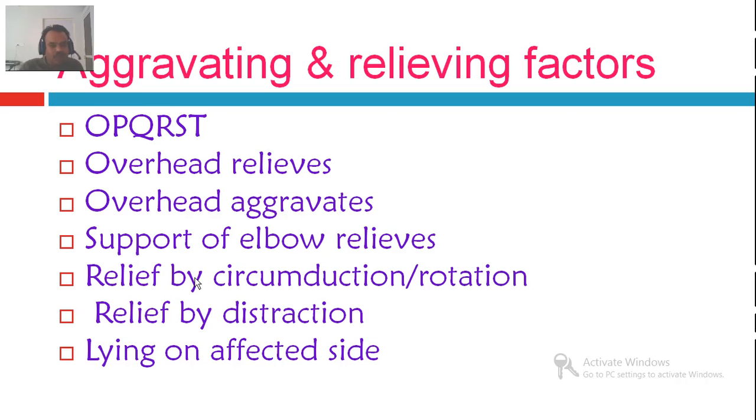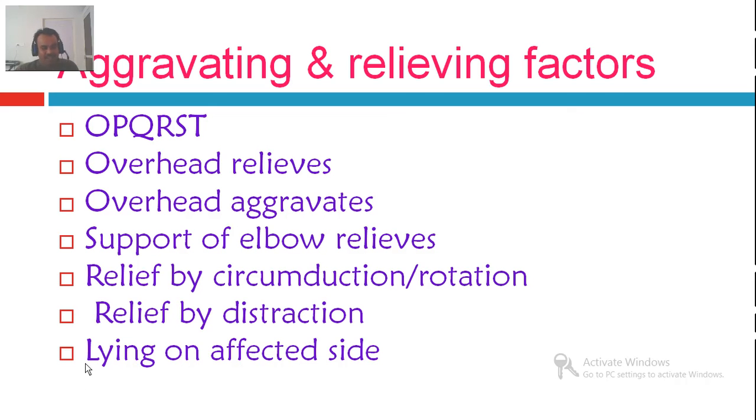Okay, look for the aggravating and relieving factors using OPQRST, that is onset, precipitating factor, quality, radiation, site, and temporal variation. Look at whether overhead movement relieves the pain. We said it could be cervical. If overhead movement aggravates it, it could be shoulder pathology. If support to the elbow relieves the pain, then it could be AC separation, or other AC joint pathologies such as subluxation, sprain, strain. Relief by circumduction and rotation, we spoke about impingement. Relief by distraction could be subacromial syndrome, otherwise subacromial bursitis.